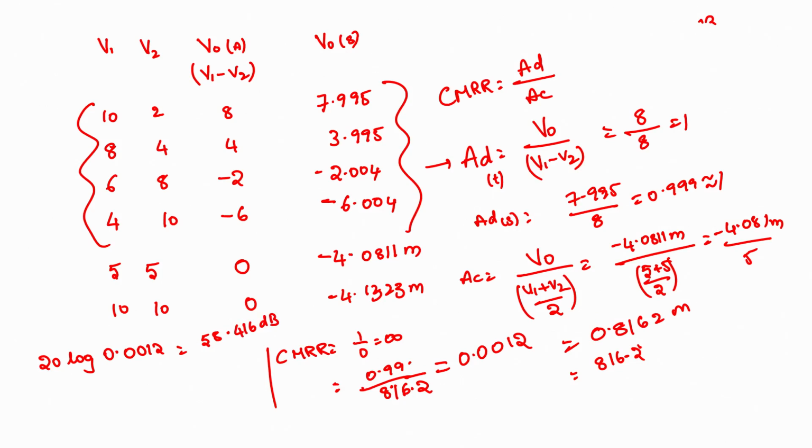Because CMRR should always be the mod of AD by AC. Even in this case we have a negative, and when we calculate, minus is becoming positive, but CMRR is generally mod of AD by AC. So, which is 58.4 dB for this particular type of op amp, right. Suppose if we are taking a different op amp, I do not know what op amp or what make we have considered in the simulation. So, we have simply used the op amp that is available there, right.